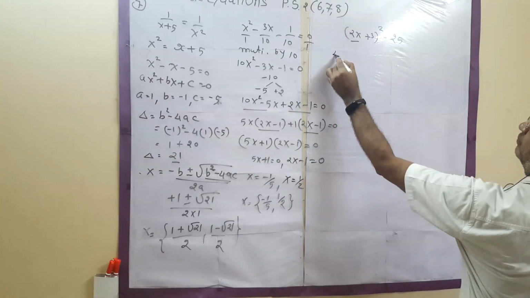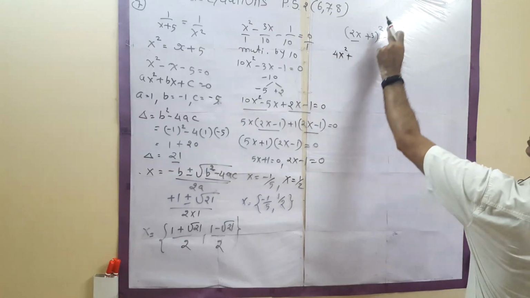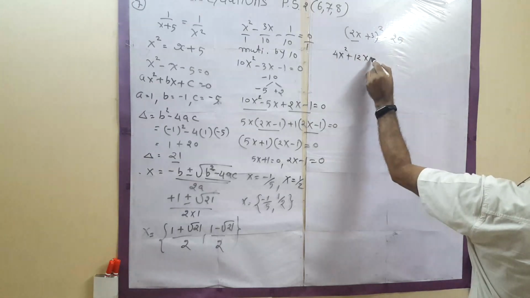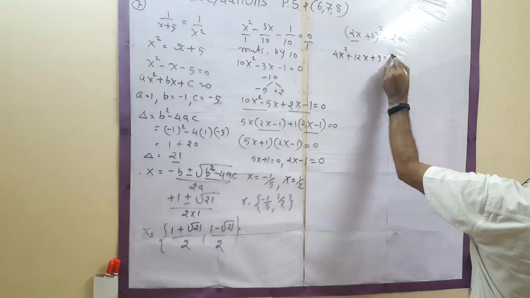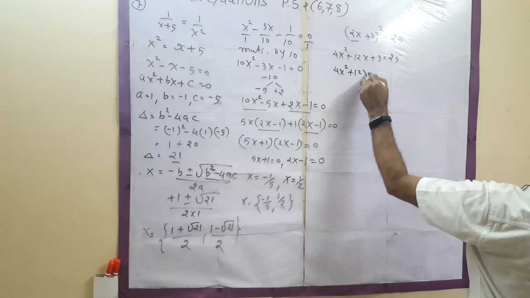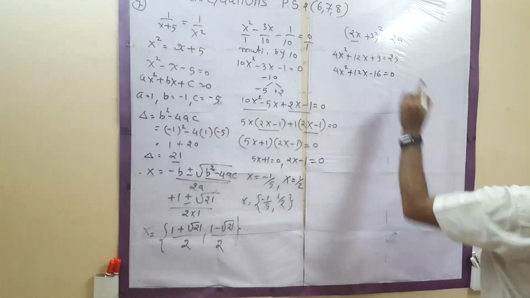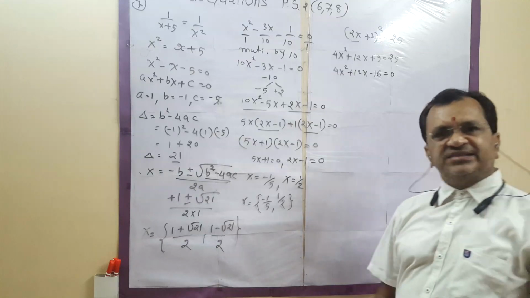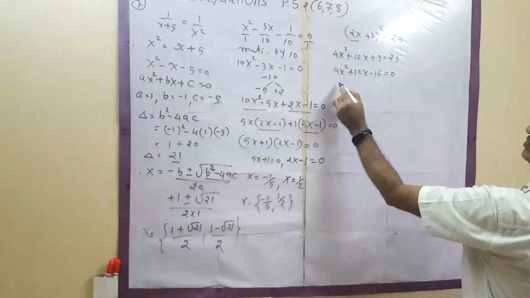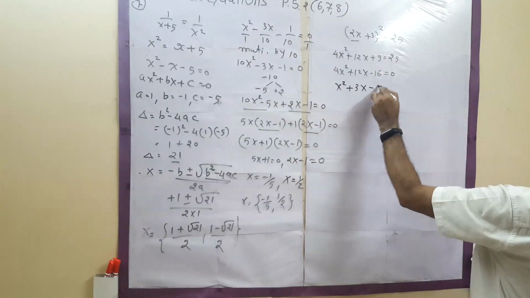Square of first term, 2 to the 4 x square. This into this means 2ab. 2 to the 4 is 12x. 3 3s are 9. This is 25. Again 4x square plus 12x. This comes this side, so minus 16. 25 minus 9 is equal to minus 16. All divided by 4. So 4 1s are 4. 4 3s are 12.